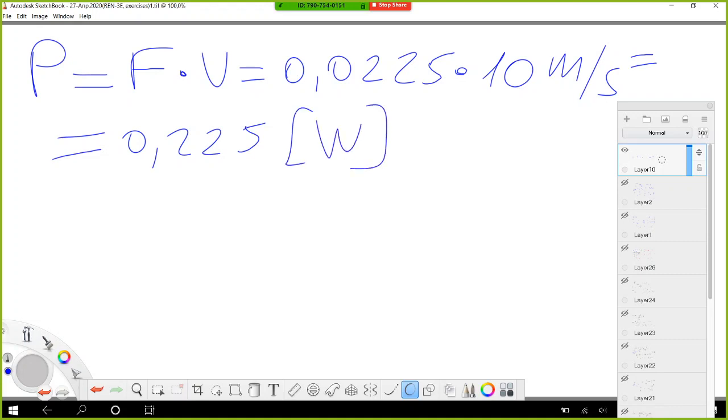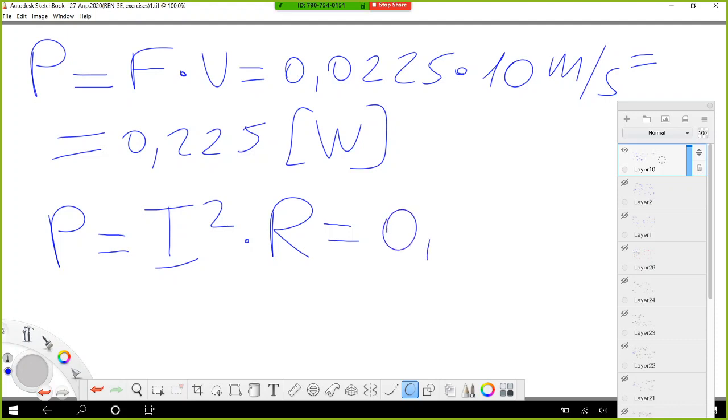watts. Or you can find power from Ohm's law also, I squared multiplied by R. This will also give you the answer, 0.225 watts. Okay.